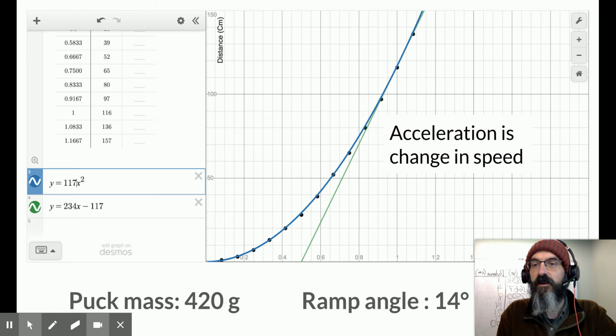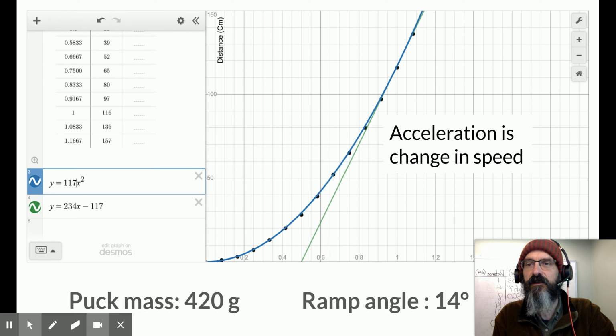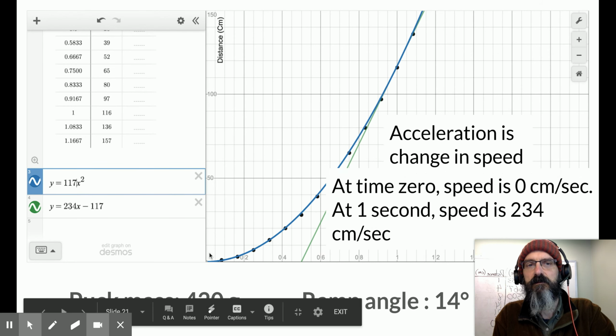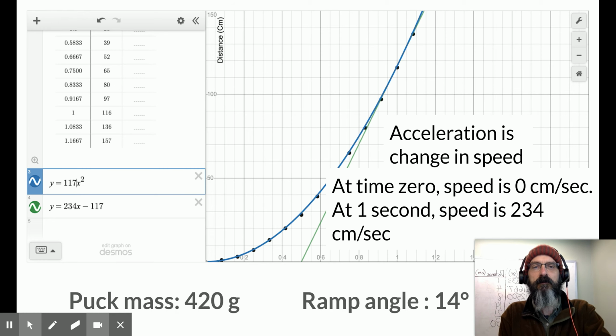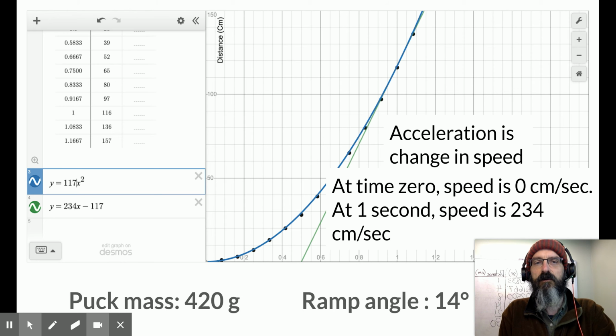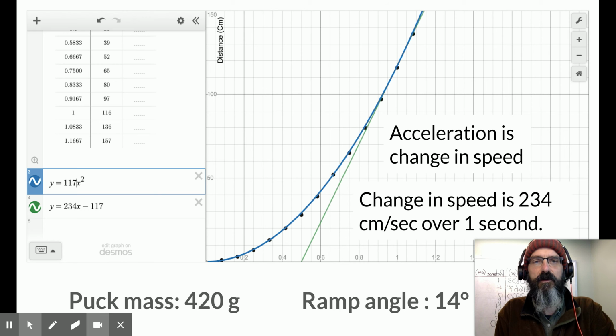First of all, acceleration is change in speed. That is really what it means. Speeding up or slowing down, it's change in speed. At time 0, our speed was 0. The thing hadn't started moving yet. At 1 second, our speed is 234 centimeters a second. So over that second, our change in speed is 234 centimeters per second over that 1 second.